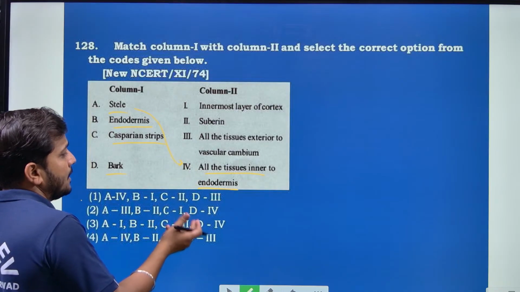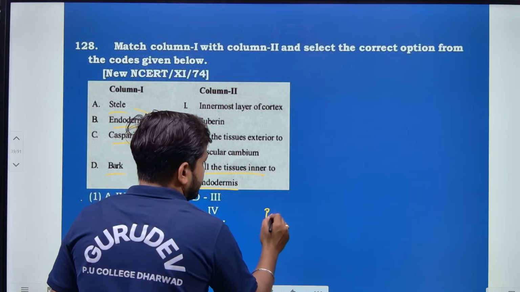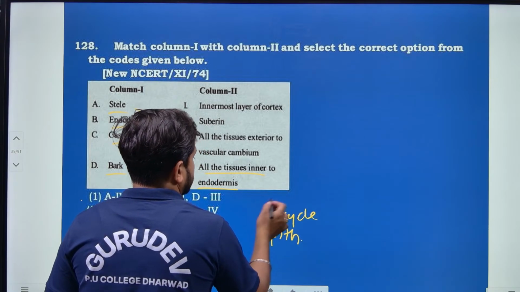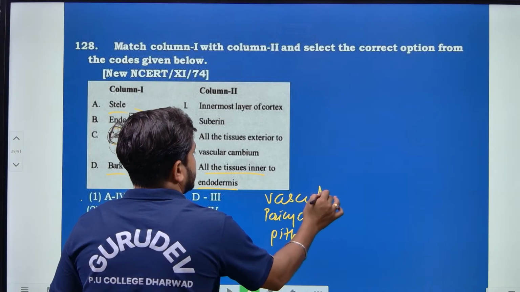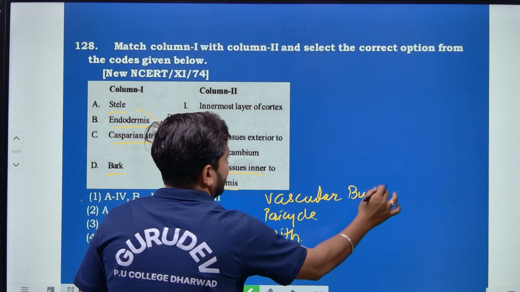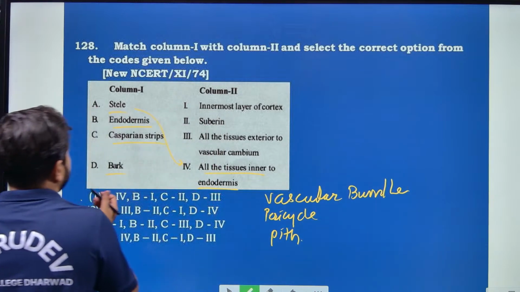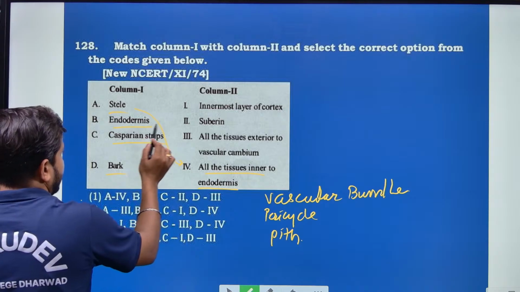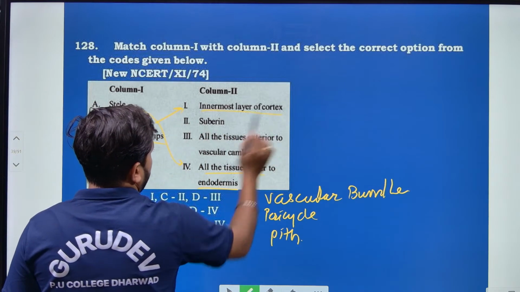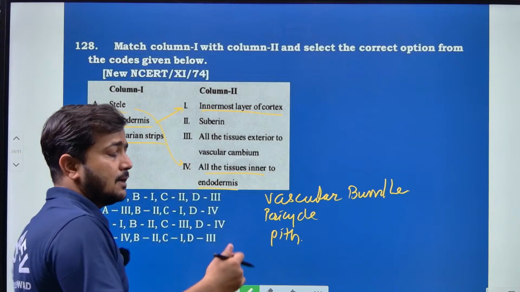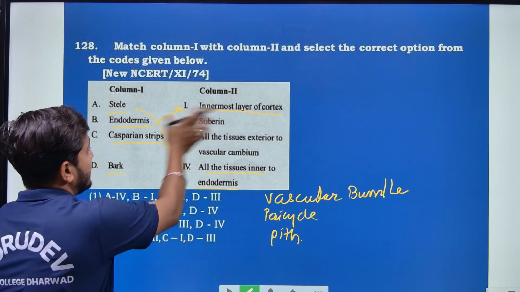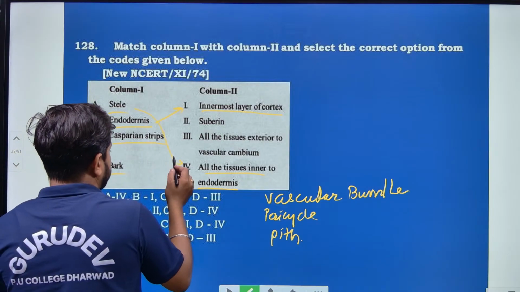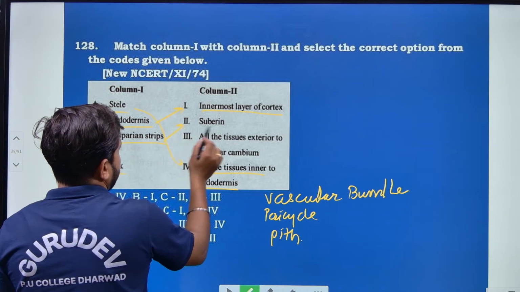What will we find inside the endodermis? Mainly we will find the pericycle, and even the pith and vascular bundles. These are what we call the stele. Then endodermis is the innermost layer of the cortex, so after the cortex comes the endodermis. Then Casparian strips are related with suberin.